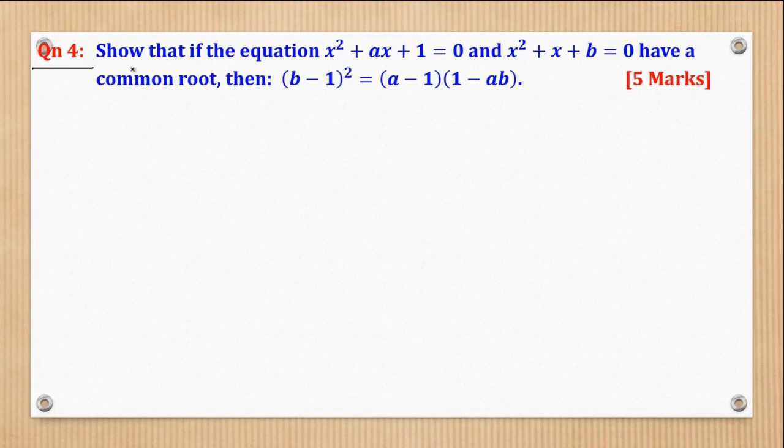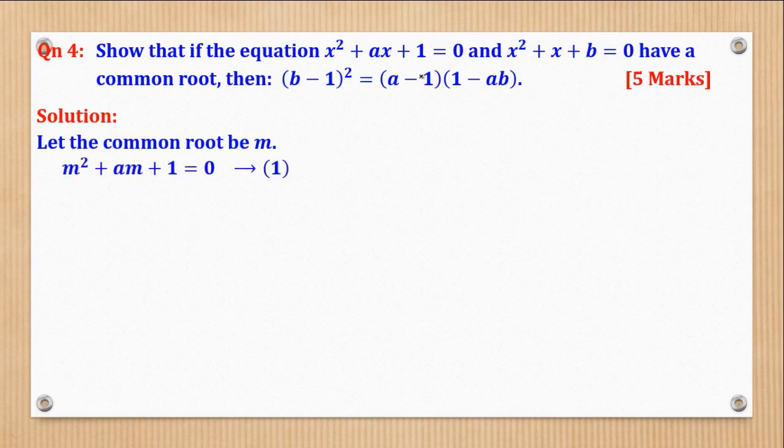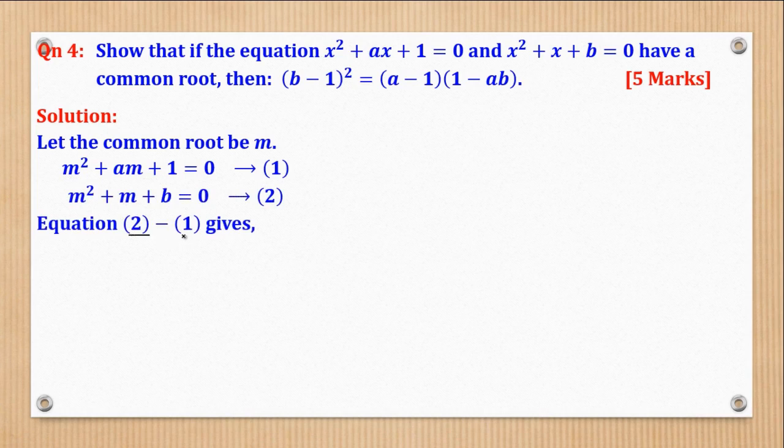Then question 4 says, show that if the equation this and this have a common root, then this is equal to that. So we shall first let the common root be m. Then from there, in this equation, where there is x, you put m. Even here, where there is x, put m. Then eliminate m squared to remain with m alone. That can be done by saying equation 2 minus equation 1.